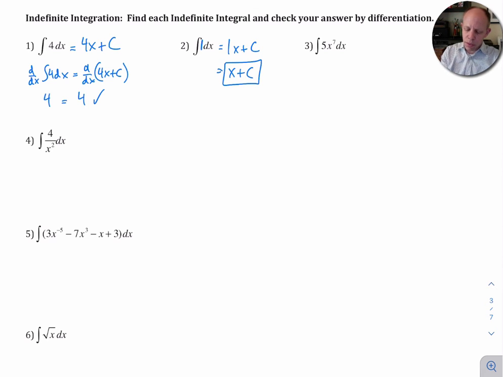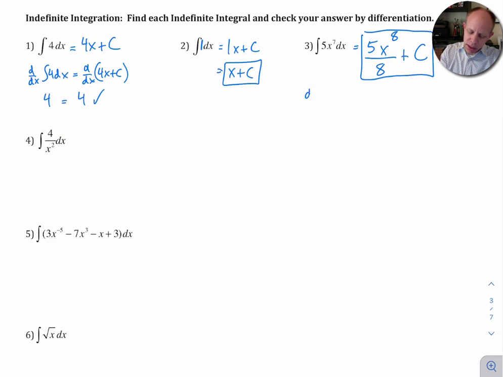All right, looking at number 3. Again, this is a power rule. And notice that constant multiple in front, the 5, is just going to multiply in there. We're going to raise the power by 1, divide by that new power, and don't forget the constant of integration. So we get 5x to the 8 over 8 plus c.